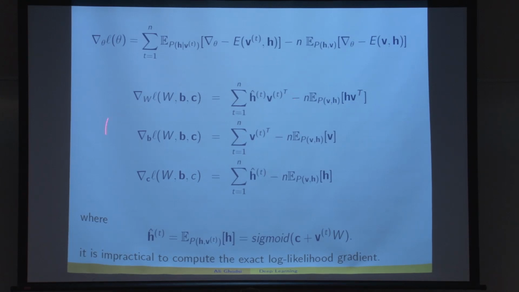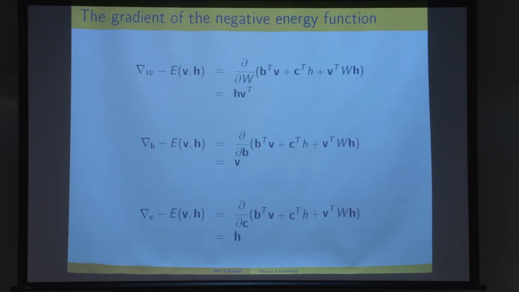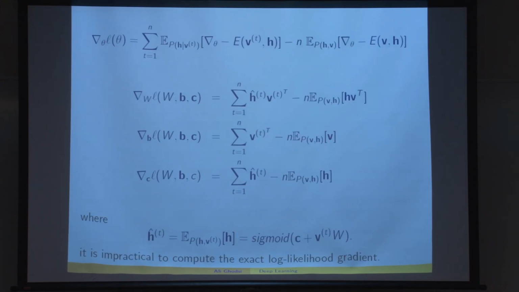Now, if I want to write my update functions according to gradient descent, then the total gradient will be my first term minus this double expectation over H and V, and so on. And this becomes problematic, as I said.